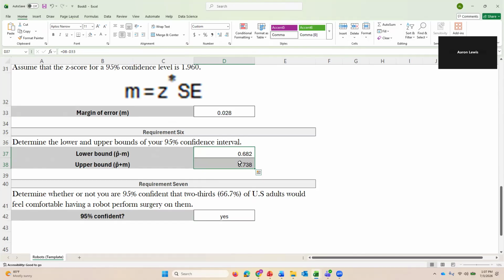If the lower end of this was, say, 0.662, well, then we couldn't say that because we would have numbers within our interval that are below the number that we're looking for. But it isn't 0.662, it's 0.682. So that's above 0.667. At least we can say definitively, at least 2/3 of US adults, based upon this survey that we had, will feel comfortable having a robot perform surgery on them.